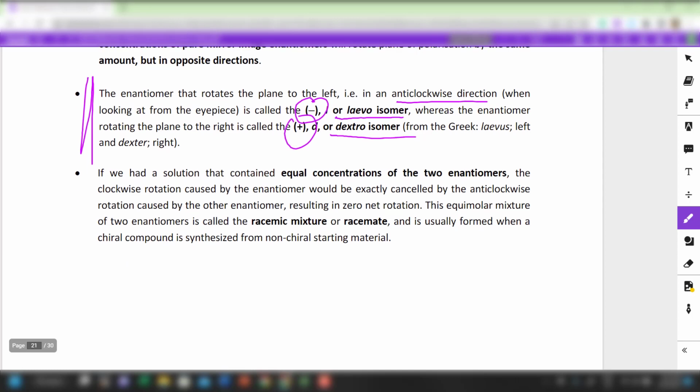Okay, so if it contains equal concentrations of the two enantiomers, then you will get a racemic mixture. So the rotation of plane polarized light will be cancelled off, and eventually you end up with no rotation. I think you're familiar with that from your H2 knowledge.